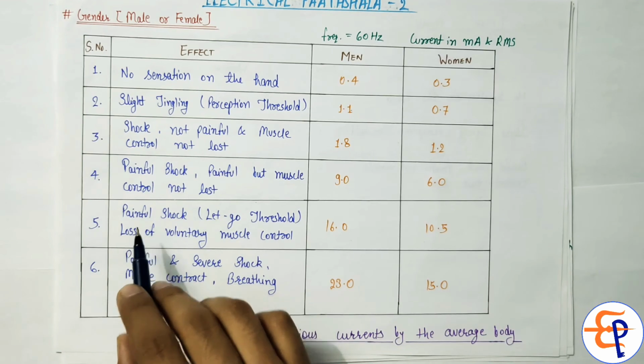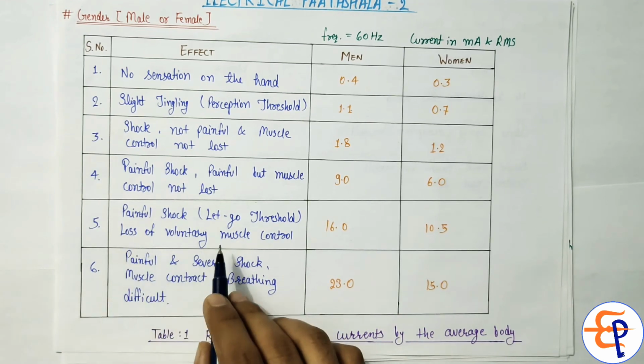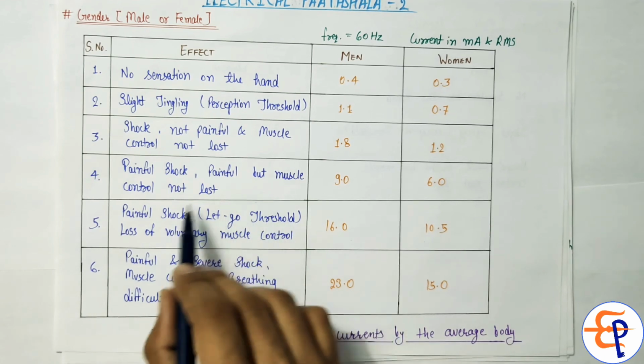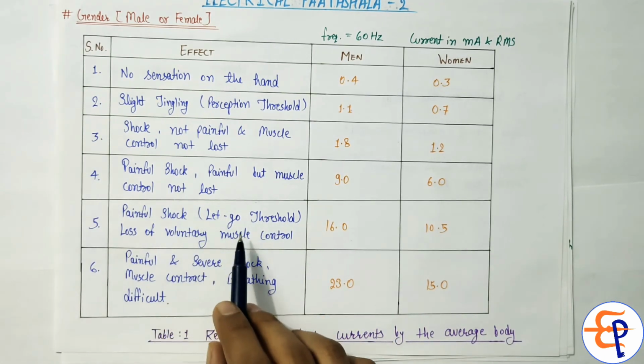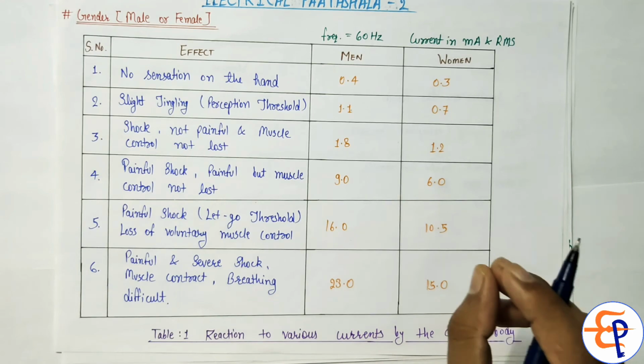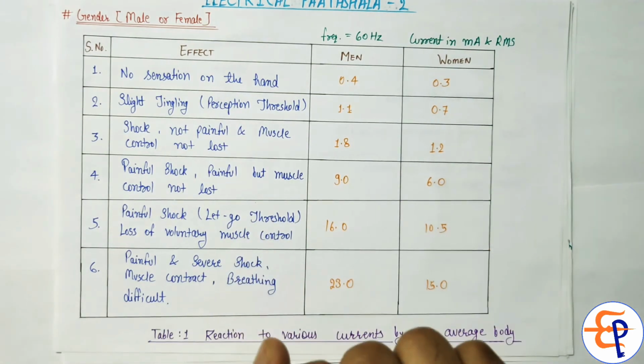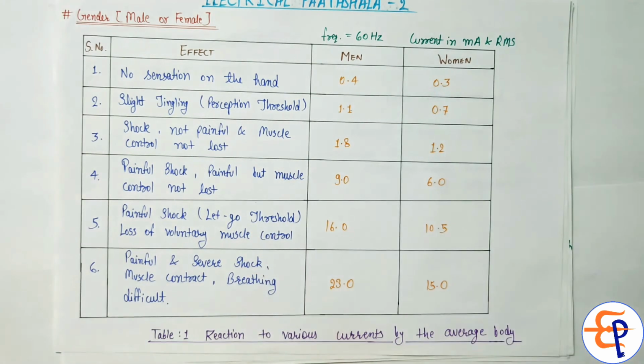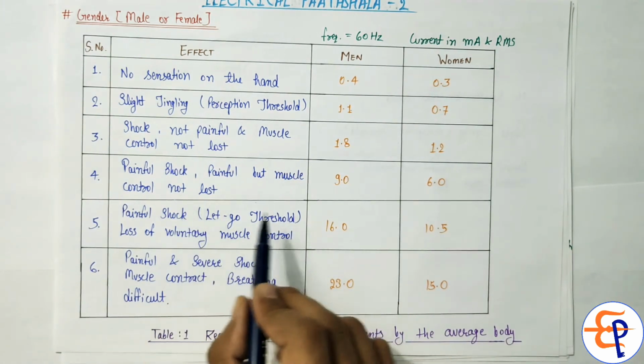The next effect is painful shock, loss of voluntary muscle control, which is known as the let-go threshold. So guys, this let-go threshold is the current level at which a person loses his or her muscle control. He won't be able to let go of the current carrying conductor. That current level is known as the let-go threshold.